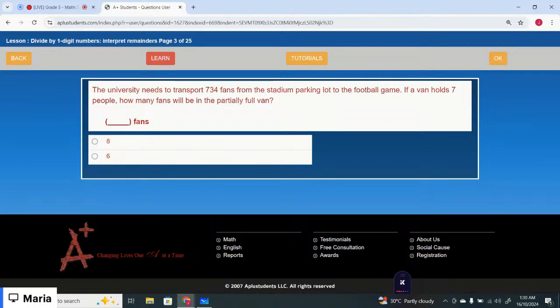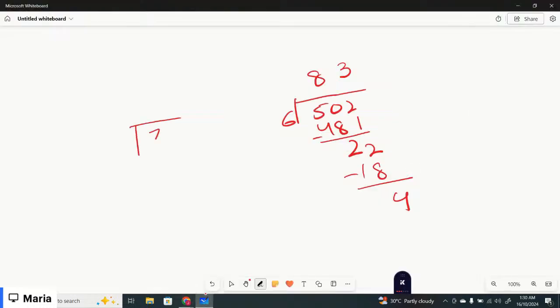The university needs to transport 734 fans from the stadium parking lot to the football game. If a van holds 7 people, how many fans will be in the partially full van? Which is the correct option? You have to divide 734 by 7 to see the remainder, right?